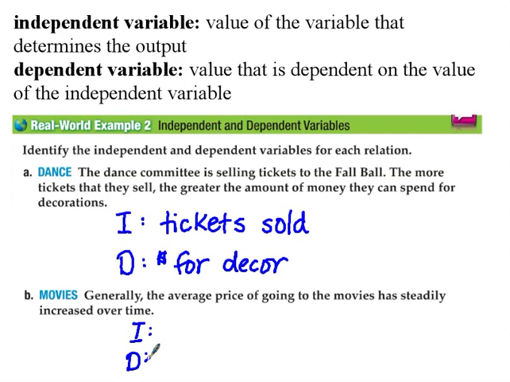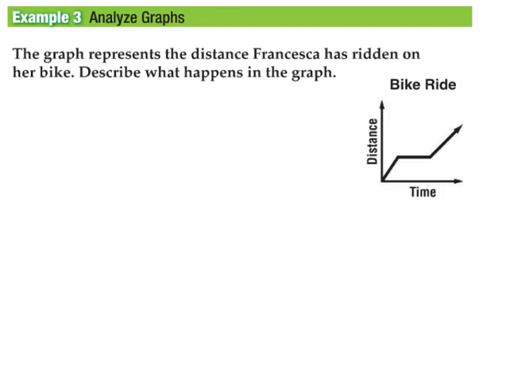So what's the independent variable? The time. And then what's the dependent variable? The price. Because it does depend on time, it's increased. That's what the price of the movies has increased. Okay, that one, like I said, is a little bit tougher. Okay, so let's look at this one.